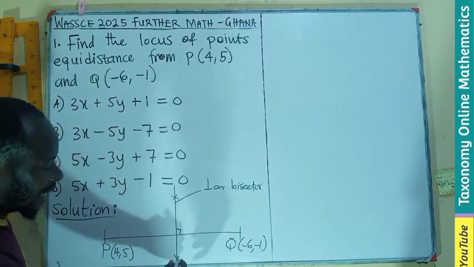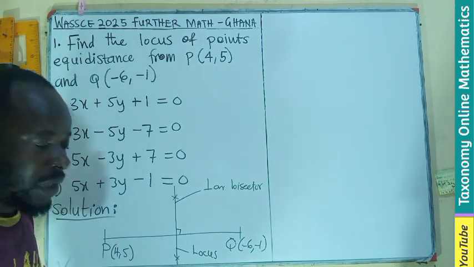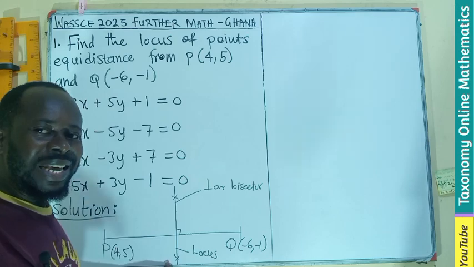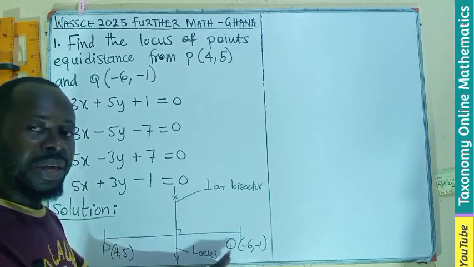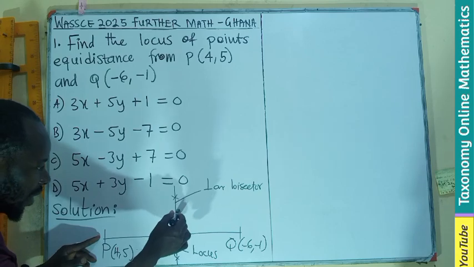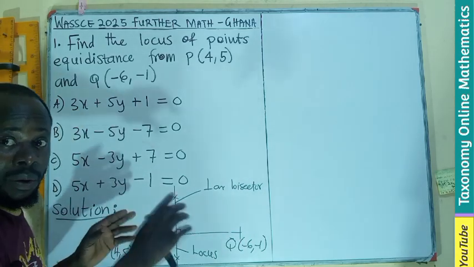This perpendicular bisector is the same as what? The locus we are looking for. So if this is the locus, it means that any point on this line is equidistant from P and Q. If I measure from here to here, it will be the same. If I put a point here and measure, it will be the same as I measure there. That is what they're calling equidistance.